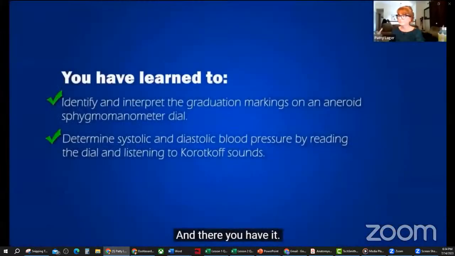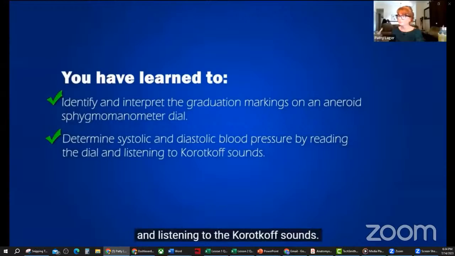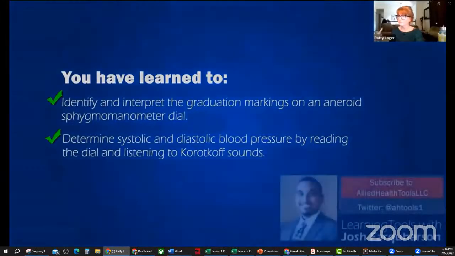And there you have it. You have learned to identify and interpret the graduation markings on an aneroid sphygmomanometer dial, and determine the systolic and diastolic blood pressure by reading the dial and listening to the Korotkoff sounds.